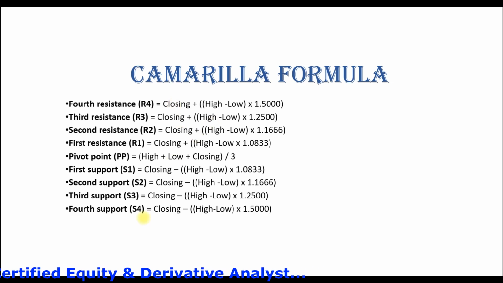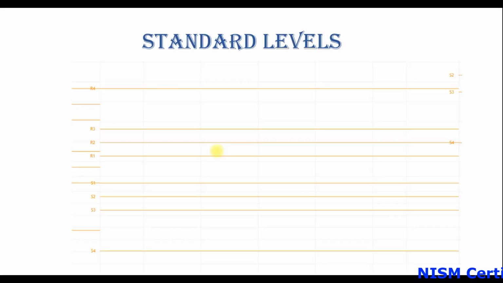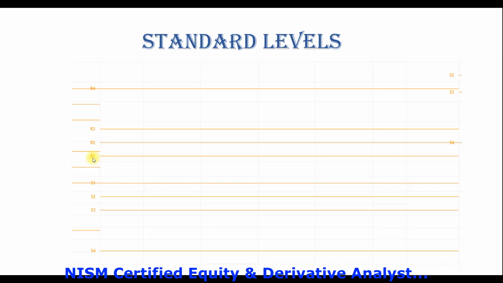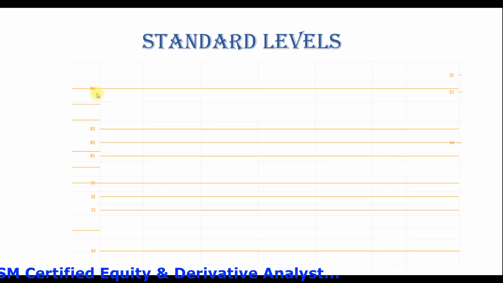You don't have to memorize this by heart or understand what this formula is or how R4, R3 and the support and resistance levels are calculated. It is not necessary for you to enter into the trade. This is just for understanding. Okay, these are the standard levels. In the center, we can see the pivot point, and above the pivot point are the resistances R1, R2, R3 and R4. Below the pivot point are the support zones, starting from S1, S2, S3 and S4.